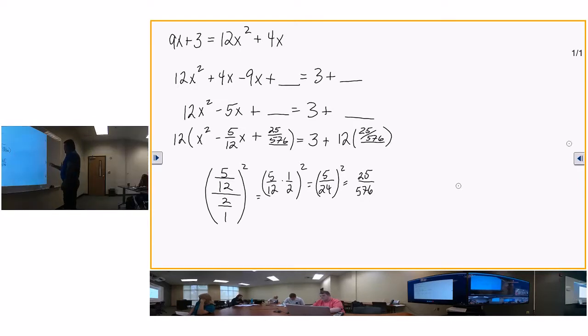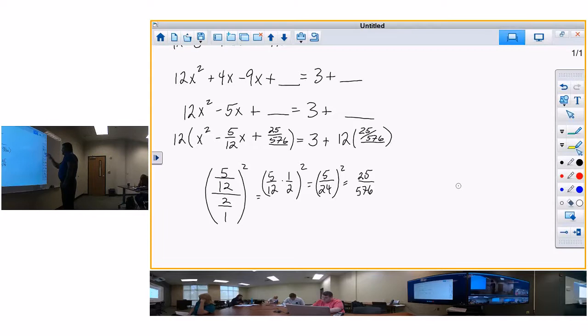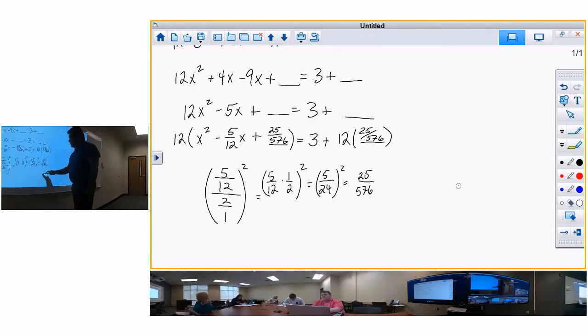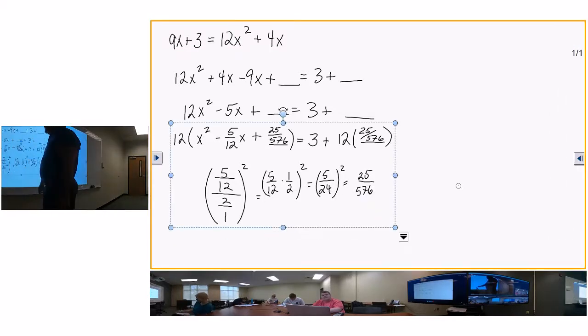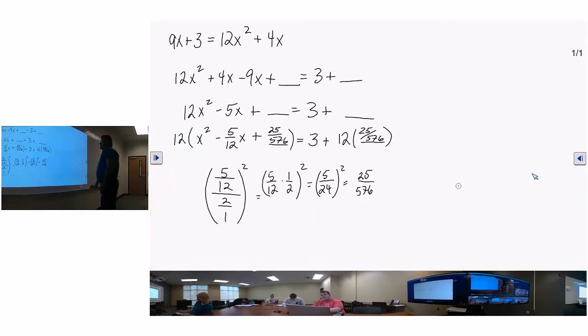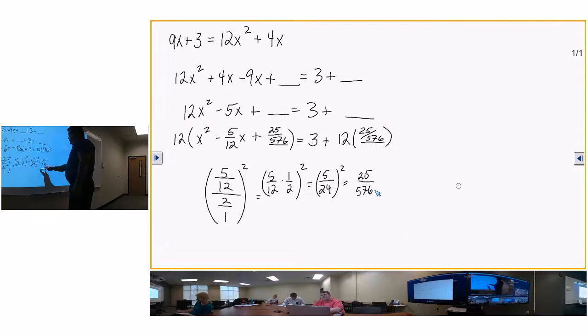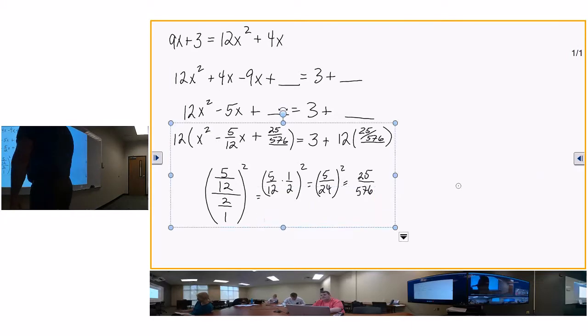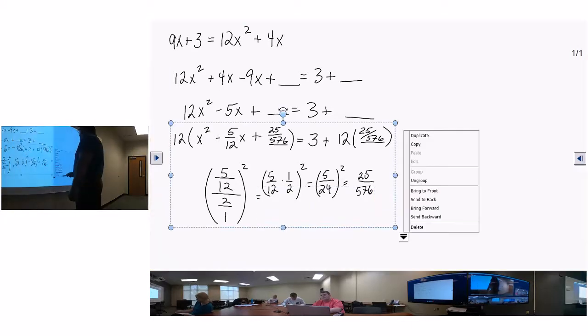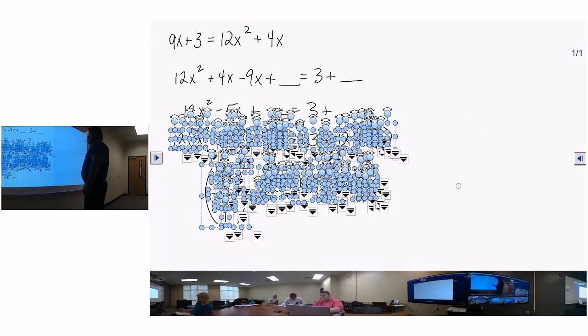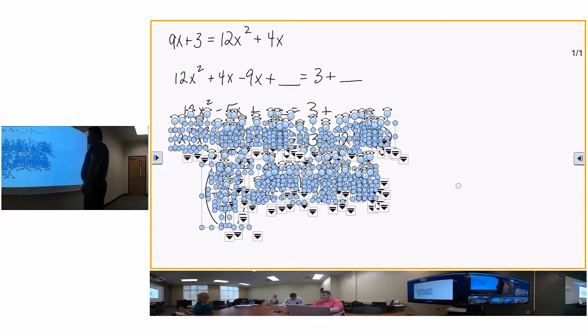Now, let's see if I can do this. I doubt it will do it, but I'll do it anyway. I'm going to try it. Of course not. Get it. And if I try to explode it, that ain't going to work. Ungroup. Yeah, that worked out real well.